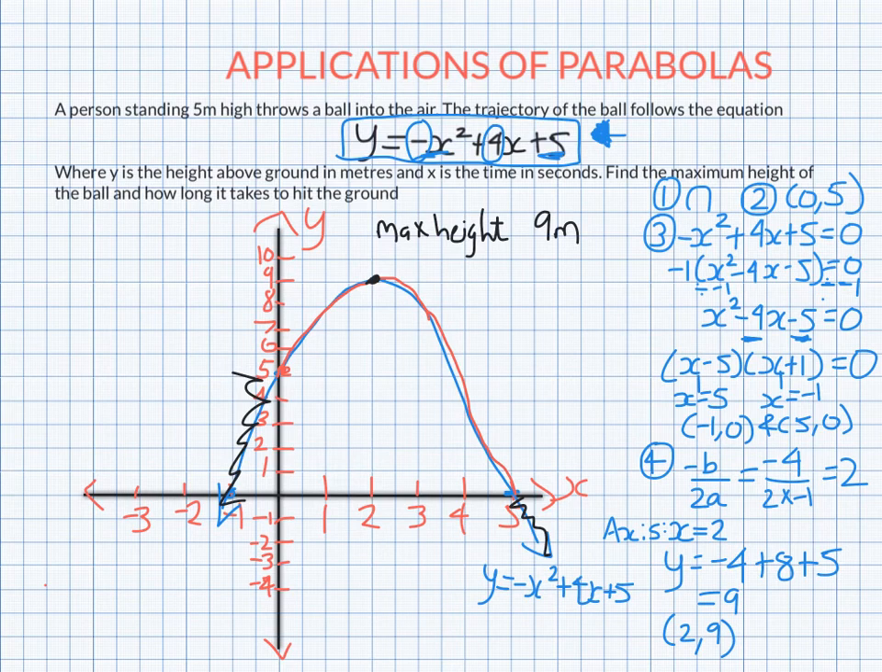It says, how long does it take the ball to hit the ground? Well, remember, y is the height above ground. So it hits the ground here when y is 0. This is ground level, the x-axis. And you can see that that happens when x is 5. So that means it hits the ground when x is 5. X was seconds, so it hits the ground after 5 seconds. Okay, how easy was that? After we drew the graph, it was really easy to answer the 2 questions.